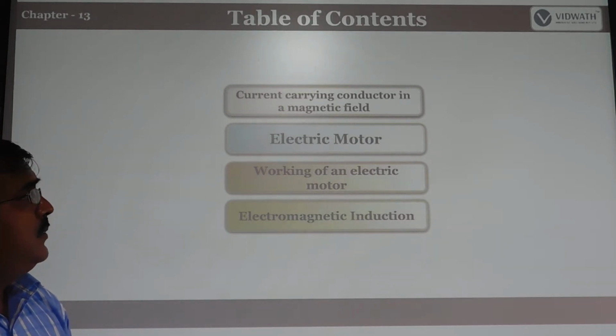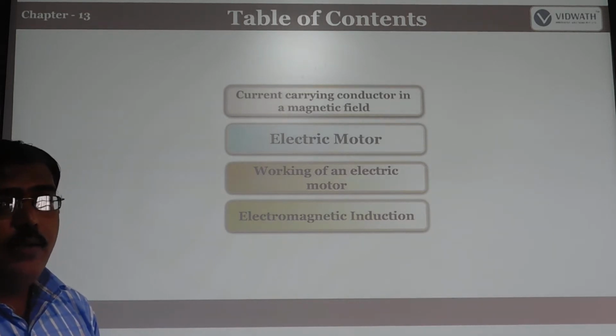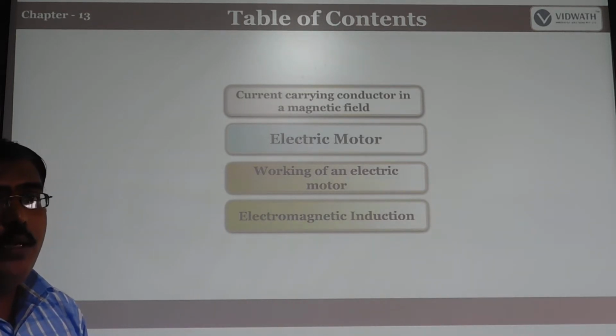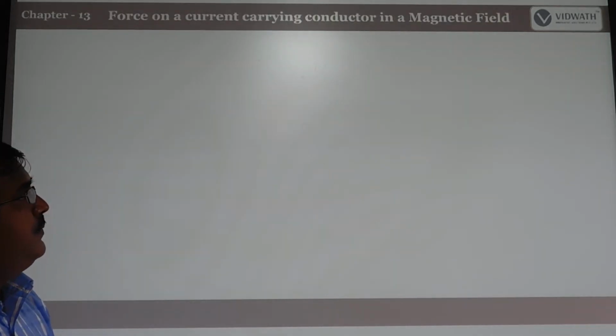It means when a current carrying conductor is placed in a magnetic field, what happens, we will discuss here. So, first point, see the drawing here.